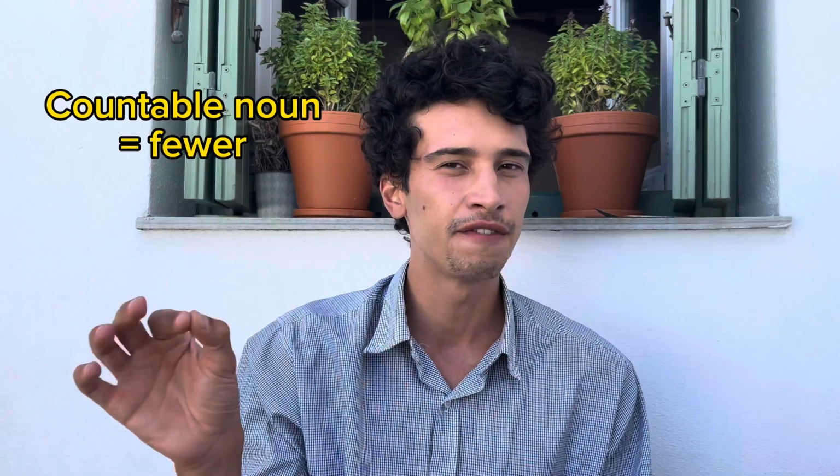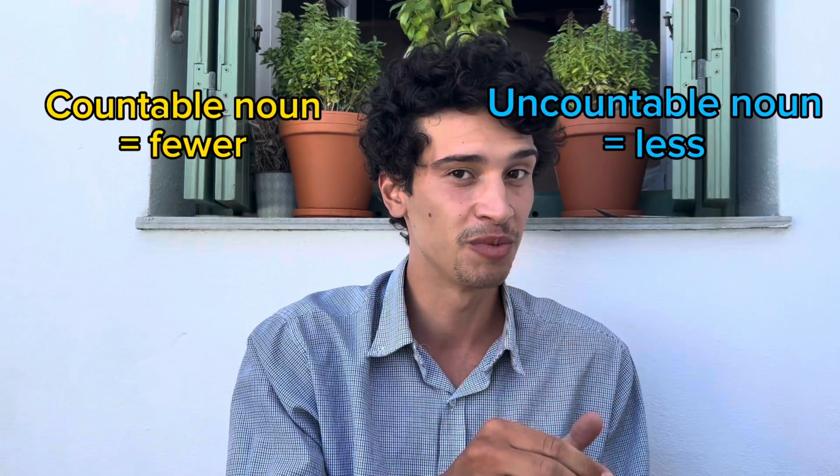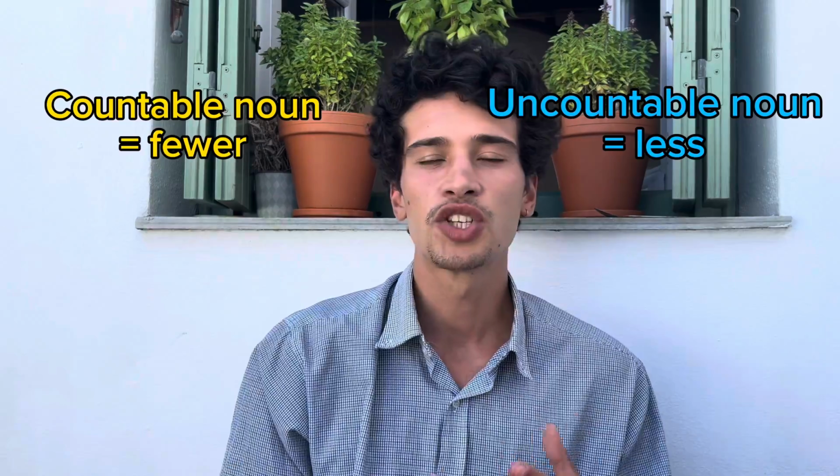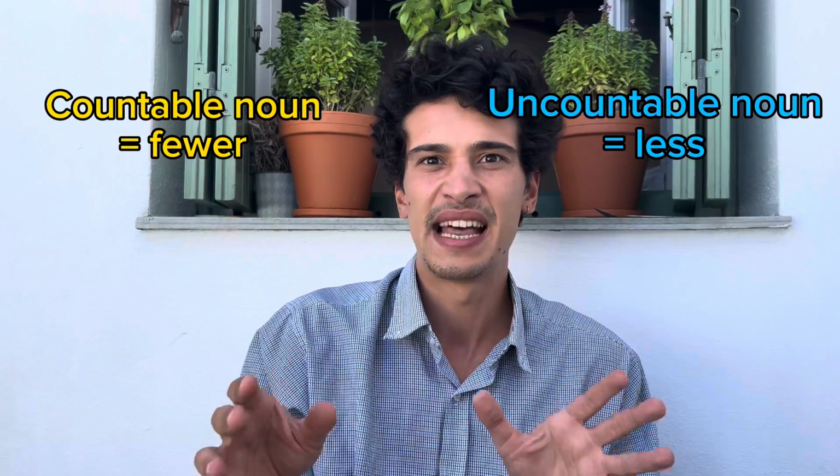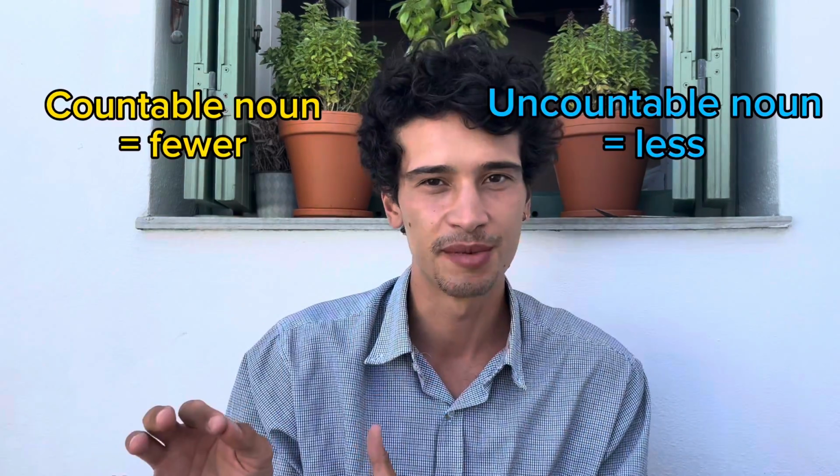If the noun is countable, we say fewer. If it's uncountable, we say less. So what do I mean when I say if a noun is countable or uncountable? It's quite simple. If it's something that we can count, it's countable. If not, uncountable. So for example, an apple is a countable noun because we can count the number of apples.